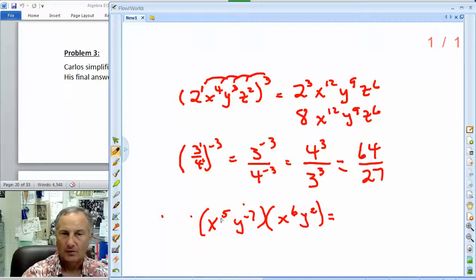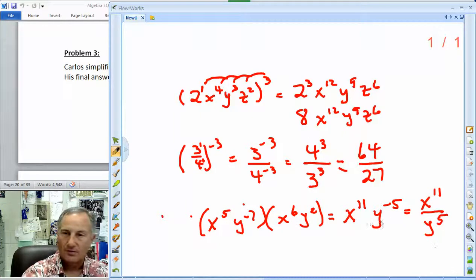Okay, so when you're multiplying, order doesn't matter. I'm going to multiply the x's with the x's, the y's with the y's, and I'm going to add the exponents when I do it. So 5 plus 6 is 11, because that's the rule. Negative 7 plus 2 is y to the negative 5th. We don't like negative exponents. It's in the numerator up top. We're going to kick it down below. The final answer would look like this.